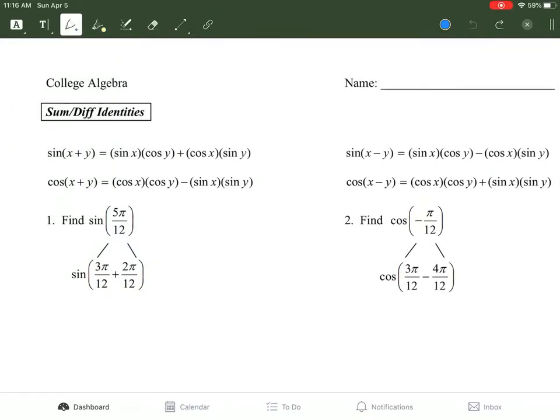All right, welcome back, College Algebra. Today we're going to be looking at sum and difference identities. You use these identities when you're given a radian that's not on the unit circle.